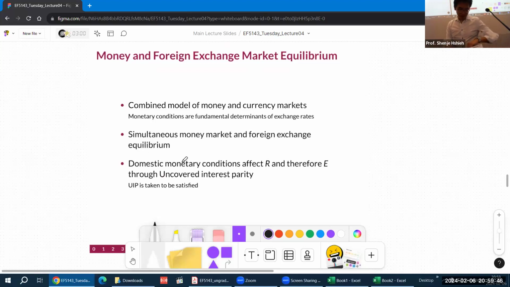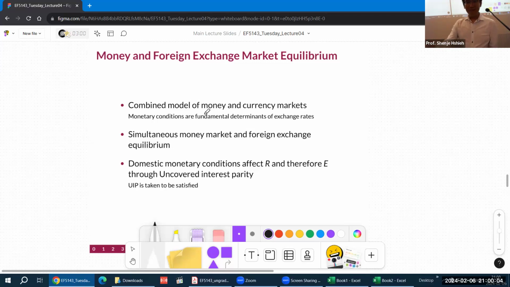So the interesting part of today is to combine this money market equilibrium model, which is from your macroeconomic class. Hopefully you saw it before. It's actually what I just showed you is part of what's called IS-LM. If you don't know that, that's fine.